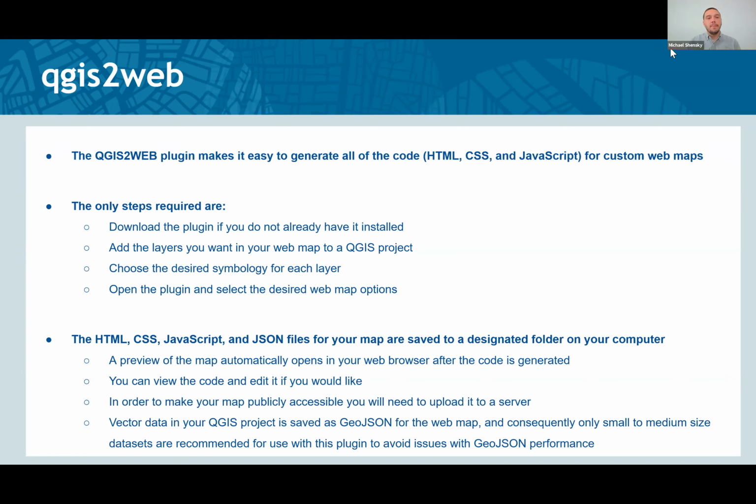So with QGIS to Web, it gives you a lot of control over how your map is developed. It gives you complete control to then go in and further customize things by editing code yourself if you wanted to do that. The biggest challenge here is that where do you put those files once you generate them?